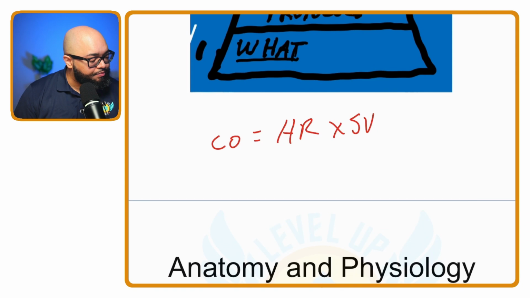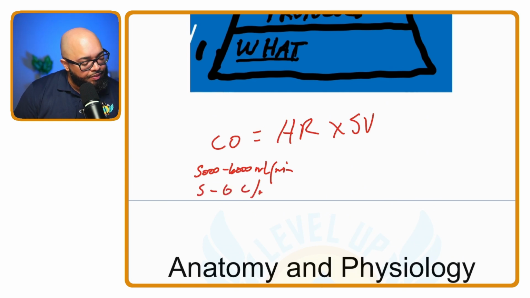That answer is cardiac output should be 5,000 to 6,000 milliliters per minute. Another way to say that is 5 to 6 liters per minute. Of course, we're talking about in an adult, and this is an average. It'll be slightly different for male versus female, but on average, we're going to say that cardiac output is 5,000 to 6,000 milliliters per minute or 5 to 6 liters per minute, okay?